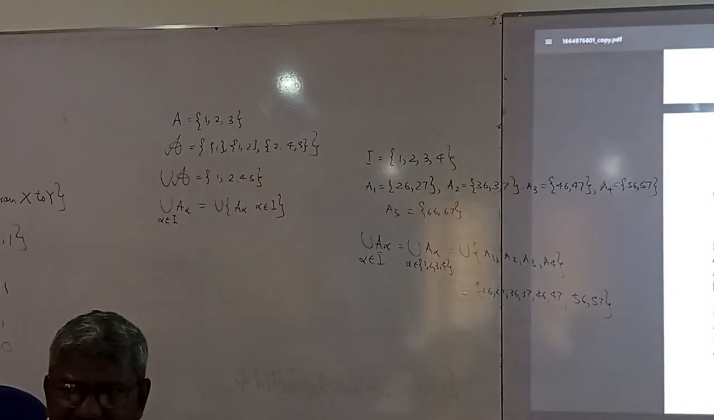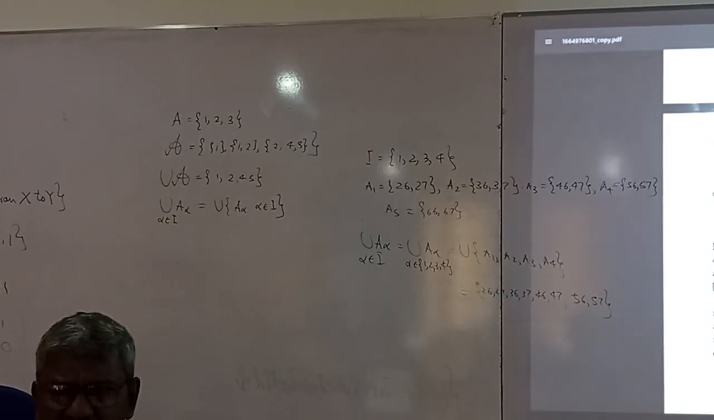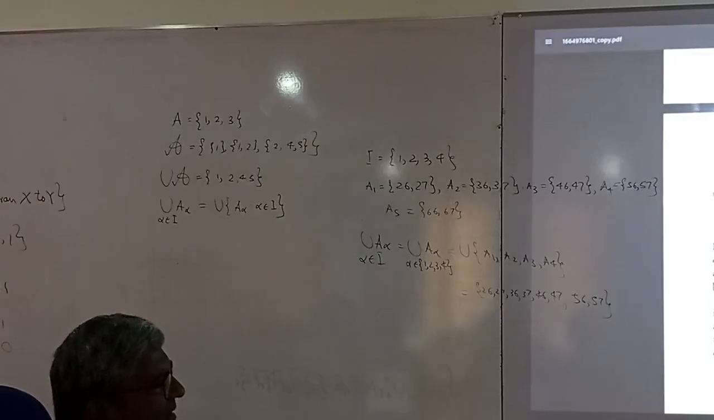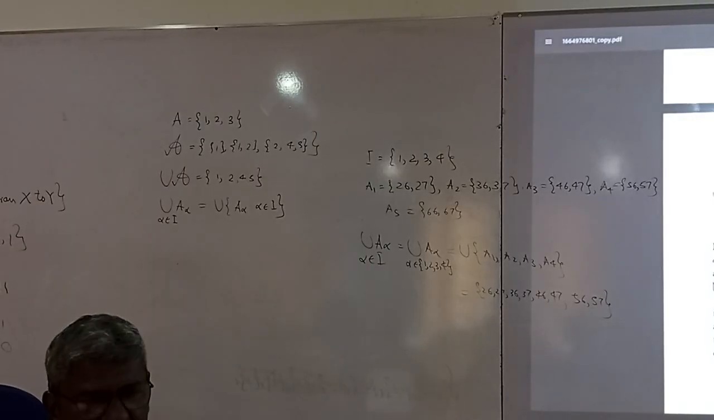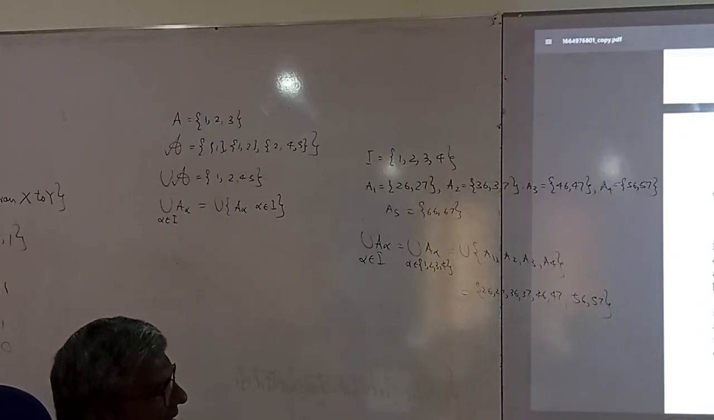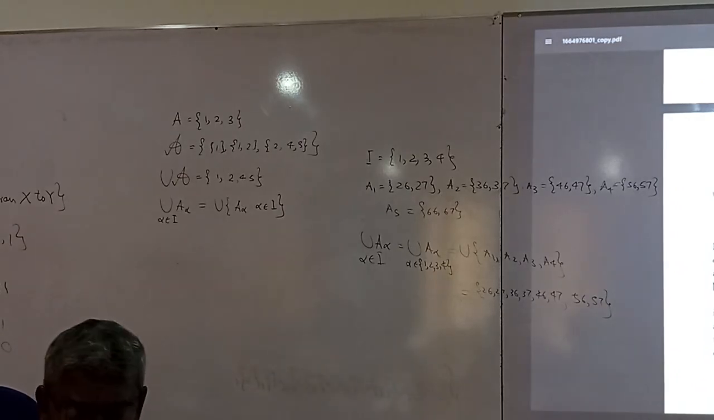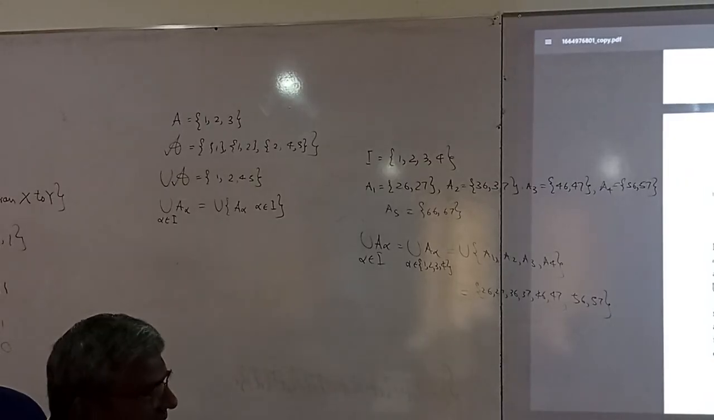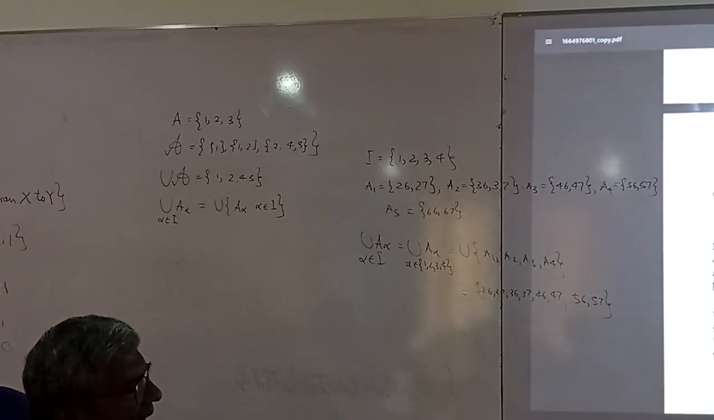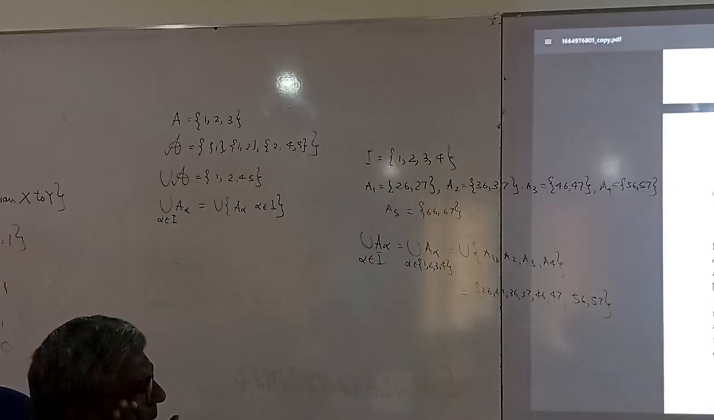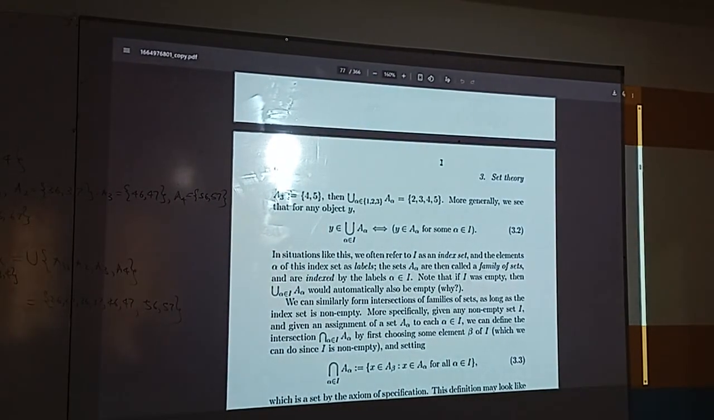So you get index sets in analysis, algebra, sooner or later. And the elements alpha of this index set act as labels. The sets A alpha are called a family of sets. For instance, we call a family our family this and that, but here the sets A alpha are called a family of sets and are indexed by the labels alpha belongs to I. Read it twice, just keep in mind.